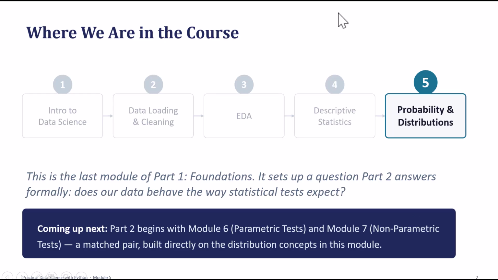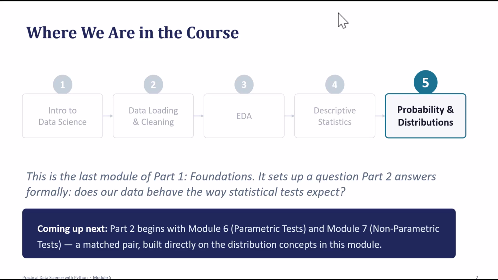Alright, this is the last module in part 1 before we go into other modules. Under foundation, the setup is based on part 2: does our data behave the way statistical tests expect? We'll be looking at parametric and non-parametric tests in modules 6 and 7 respectively, and that is a match pair built directly on the distribution concept in this module.